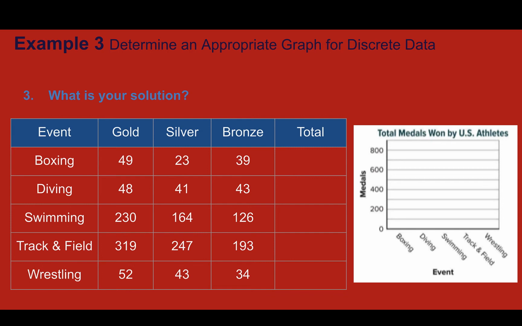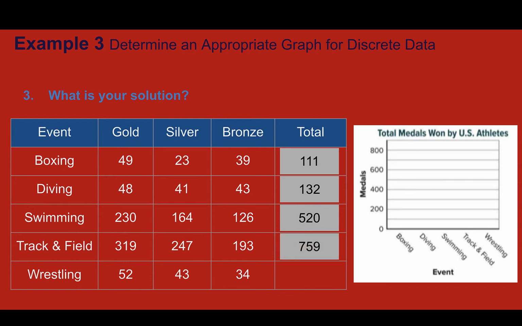Let's see if your totals are correct. So boxing, adding them together, you should have got 111. Diving, 132. Swimming, 520. Track and field, 759. And wrestling, 129. Now, we are going to be making a bar graph since this is discrete data. There are not going to be answers that would fall between boxing and diving. They're not really related. So, let's make a bar for boxing that's 111 tall.